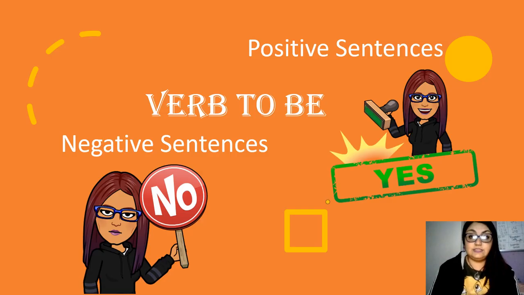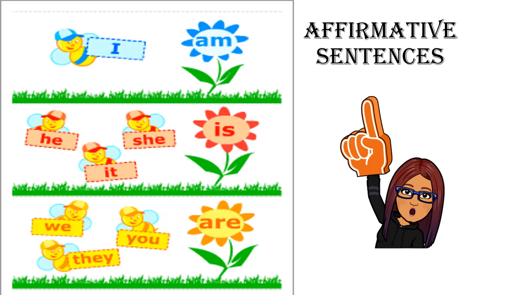There are two types of sentences, positive sentence and negative sentence. Let's pay attention to the following examples. Affirmative sentences. We use I am, he, she, it, is, we, you, they, are. For example, I am happy.